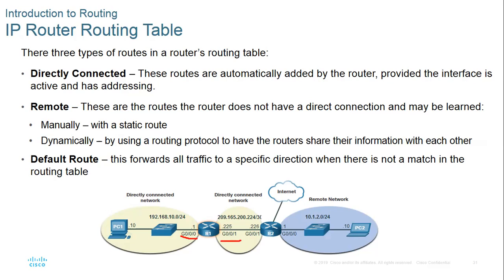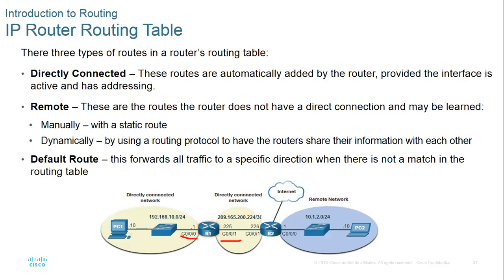So router 1 is directly connected to 192.168.10.0/21 through interface gigabit 0/0/0, and is directly connected to 209.165.200.24/30 using interface gigabit 0/0/1.